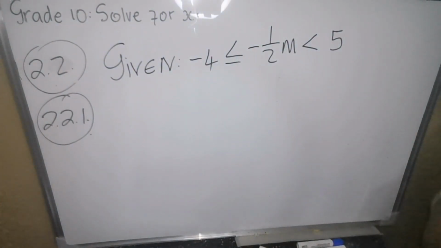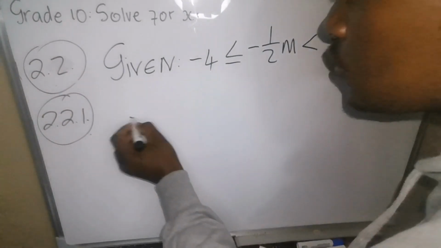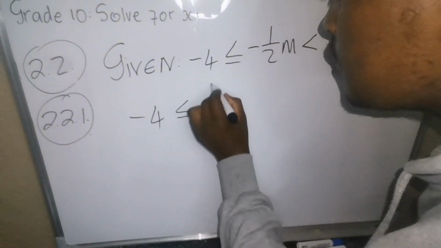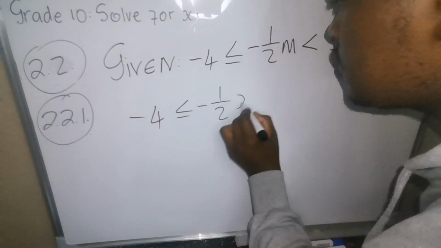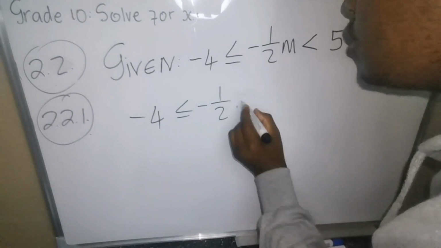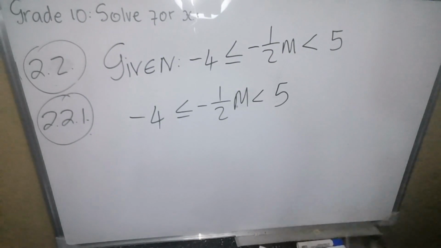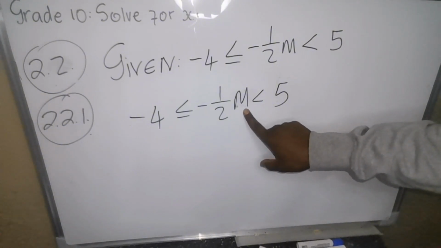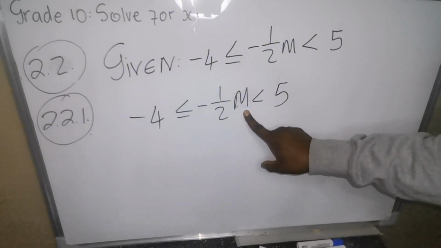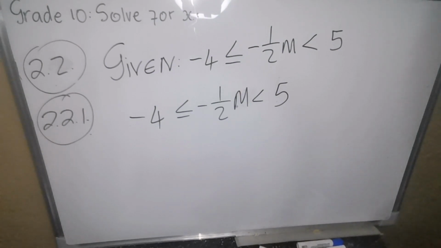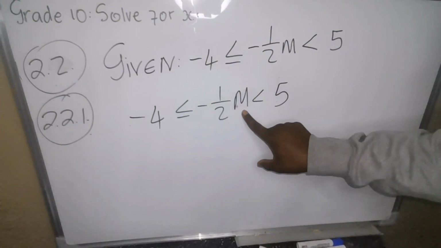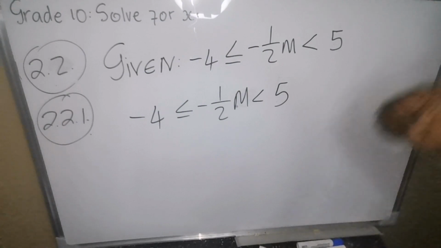This is an inequality, the same as solving for x. The same method that you can use. Now, if you've got an inequality like this one, wherein you've got a variable in the middle, you must solve for this variable in the middle. What you do on my left, you must also do on my right. You must balance. Therefore, you must divide both sides by -1/2 to be left with m in the middle only.